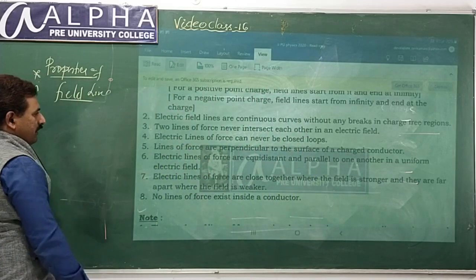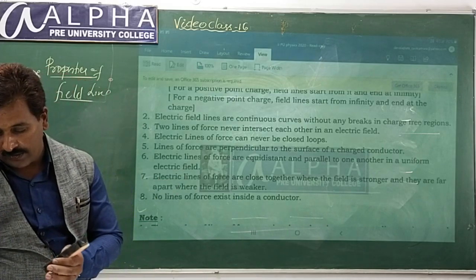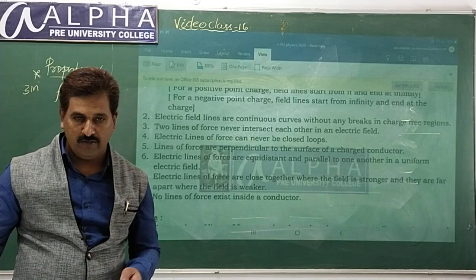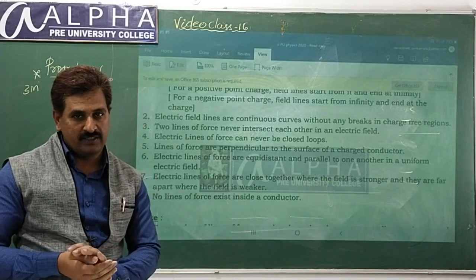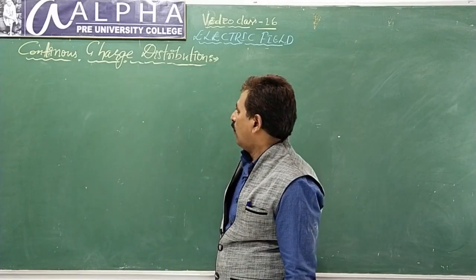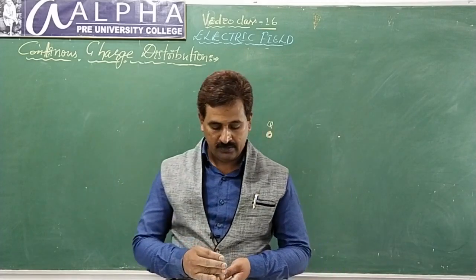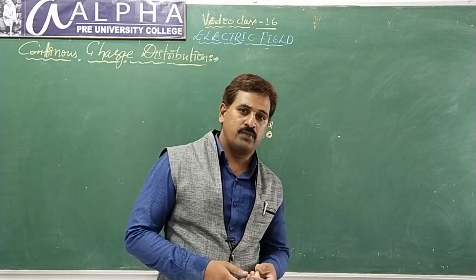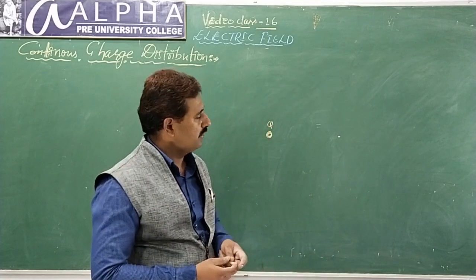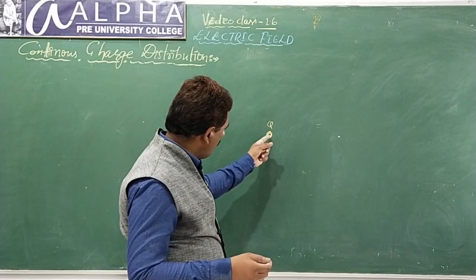This is about the electric field lines and how we represent them pictorially. Very important, useful information for our next discussion, electric flux. We'll come to that. One more topic in this video is continuous charge distribution. What is continuous charge distribution? Students, so far we learned Coulomb's law and other aspects related to a point charge.